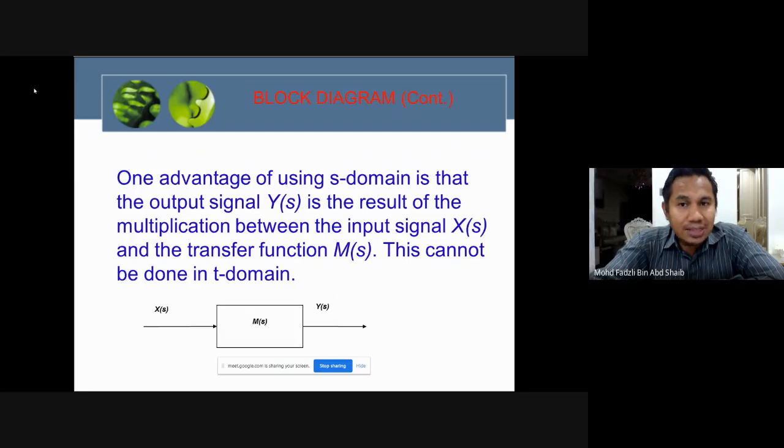One advantage of the S domain: normally we use the T domain, but now we use the S domain so that the calculation is easier. One advantage of the S domain is that the output signal Y(s) is the result of the multiplication between the input signal X(s) and the transfer function M(s). This cannot be done in the T domain.